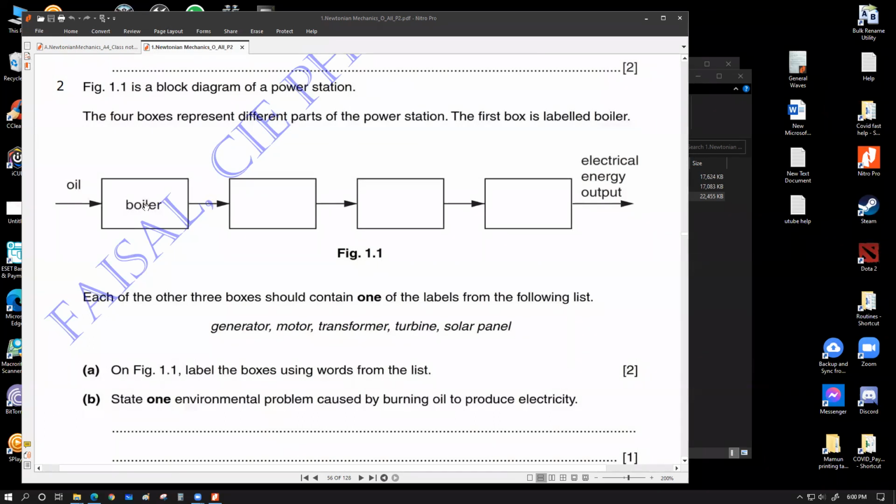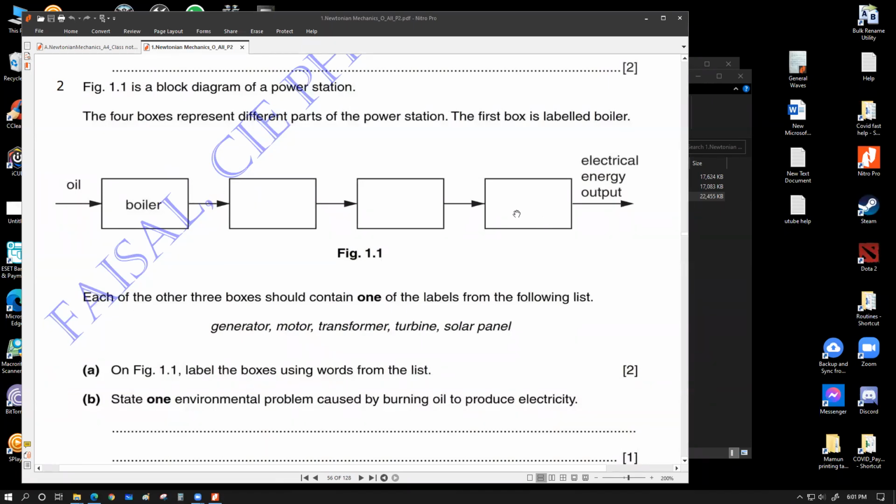So the boiler boils some water to produce steam, and then the steam is blown into the turbine. So this box should be turbine. Then the turbine's steam flows into the generator. The turbine actually rotates because of the effect of the steam, and then the rotational energy is transferred to the generator, so this box should be generator. You have learned the energy output process up to this far. This third empty box, or the fourth box in the whole sequence, should be transformer.